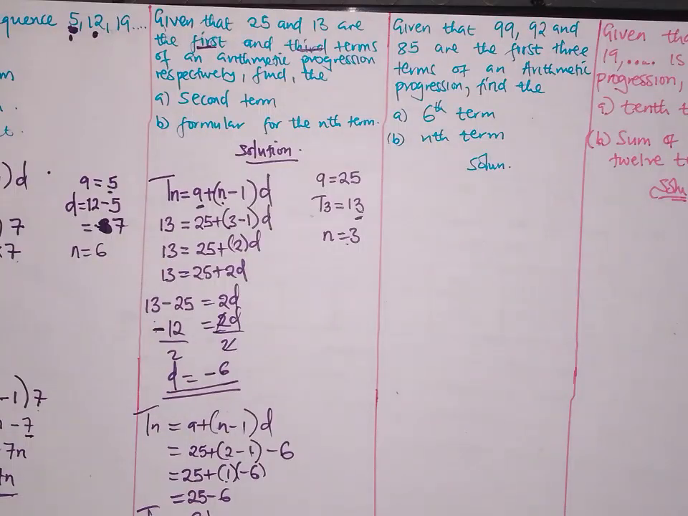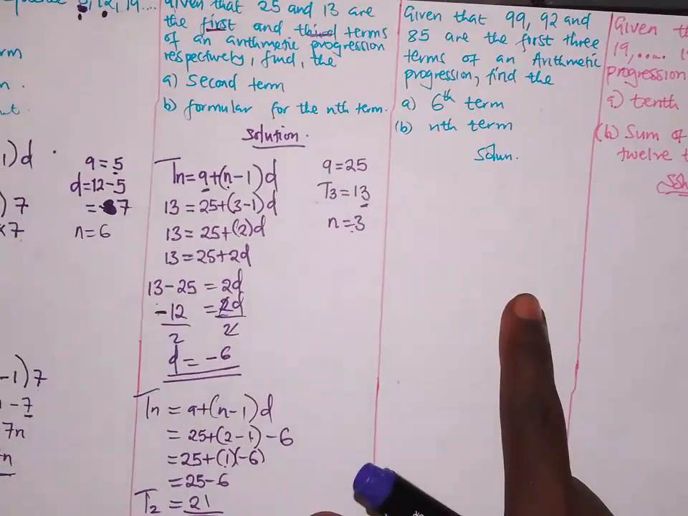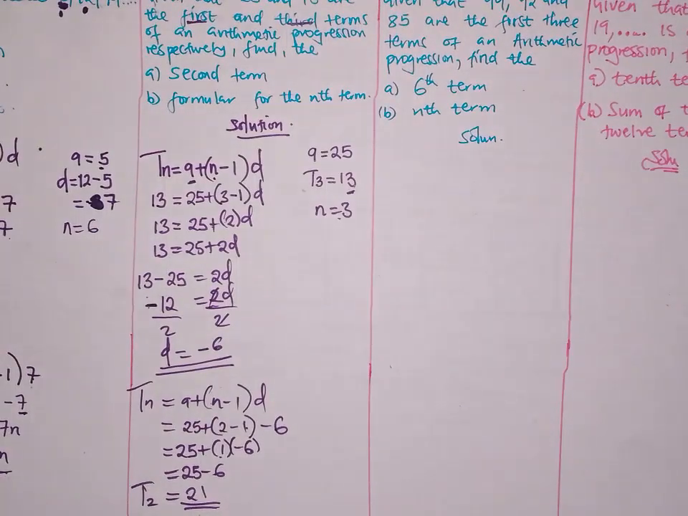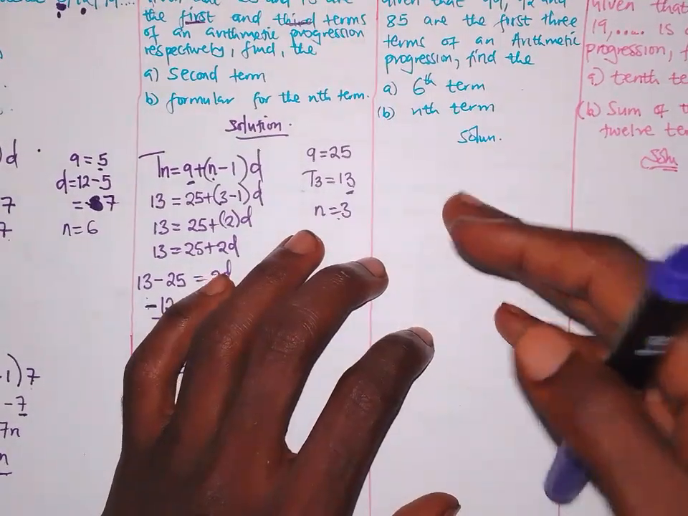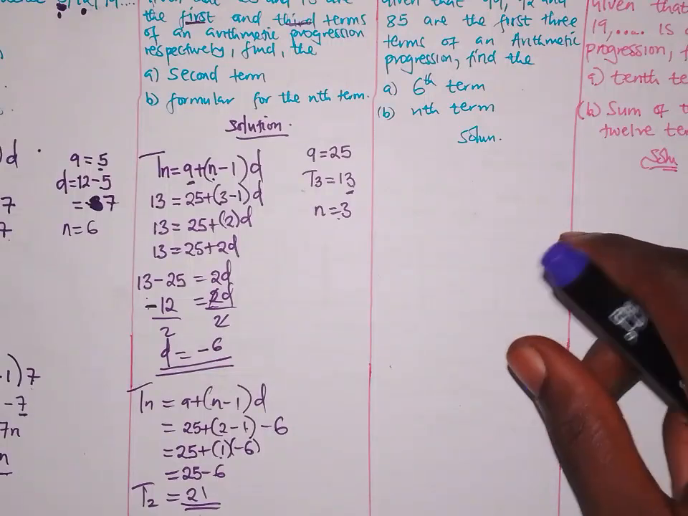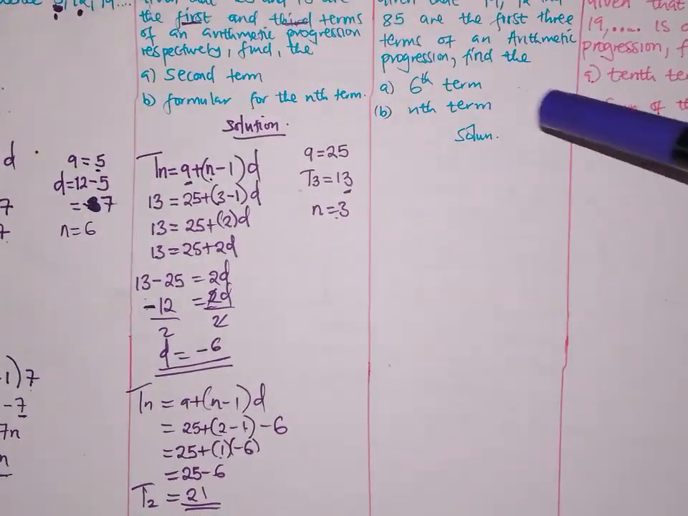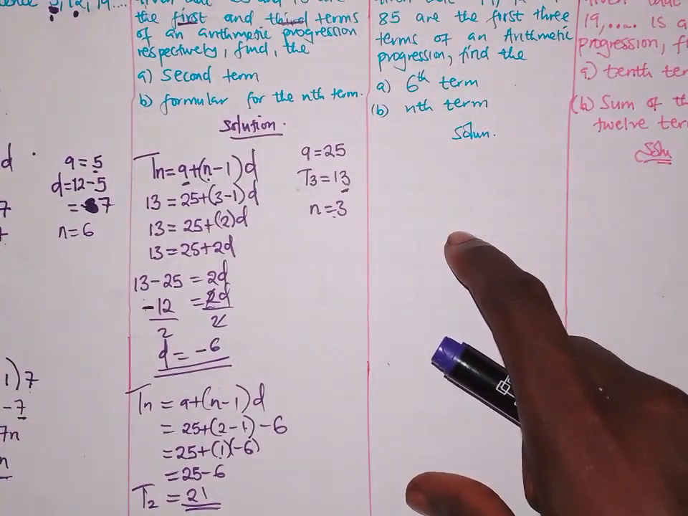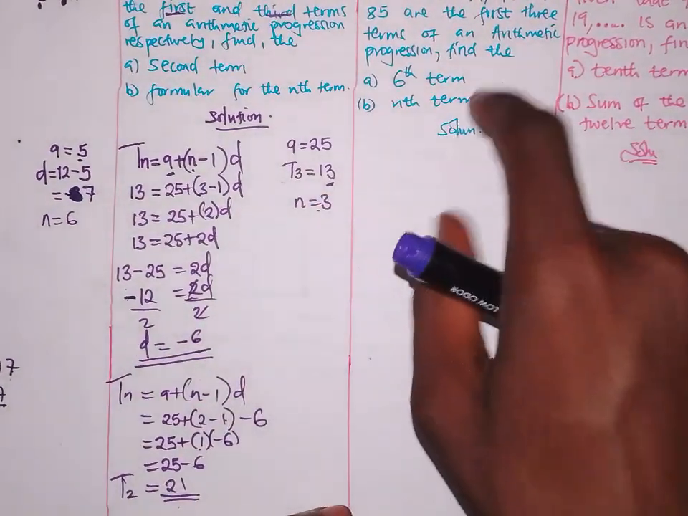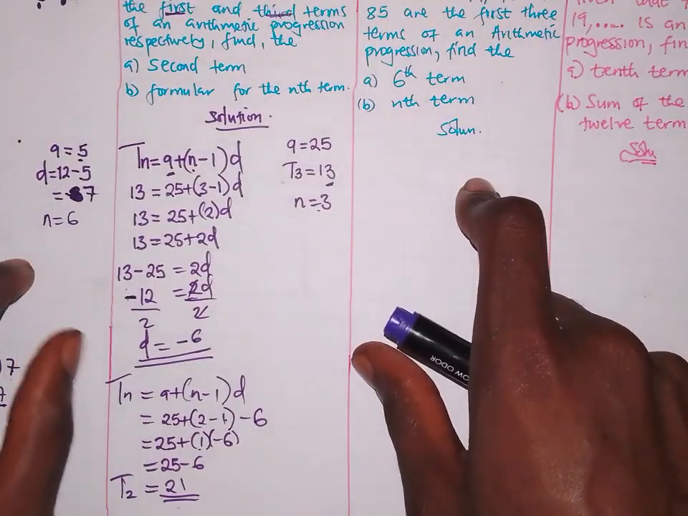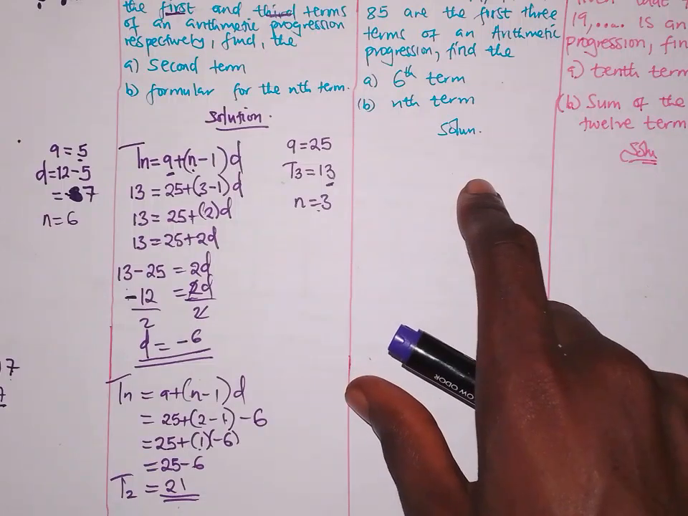Then for the formula of the nth term, I showed you how you can calculate it in our first part, so we are going to skip that part. Even for question 3, I've talked about how you can find the 6th term and the nth term. So you just apply everything we did here. The only difference is the common difference, which is different from this one, but whatever they are requiring is the same.